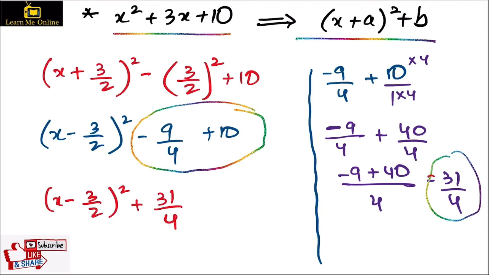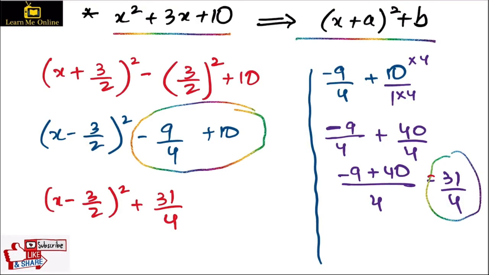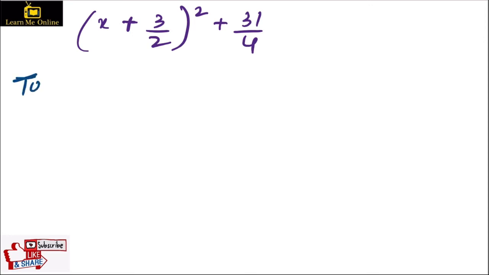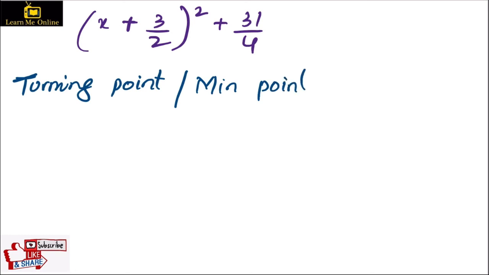This is a very common thing where in part B they ask you to find the turning point. So we now have x minus 3 over 2. I'll be writing it down over here. That's x minus 3 over 2. This is plus and this is a plus basically. So I'm going to write down x plus 3 over 2 whole square plus 31 over 4. Now, what we are trying to find is the turning point coordinates, or they can use the word minimum point, or they can ask you to find the maximum point coordinates.